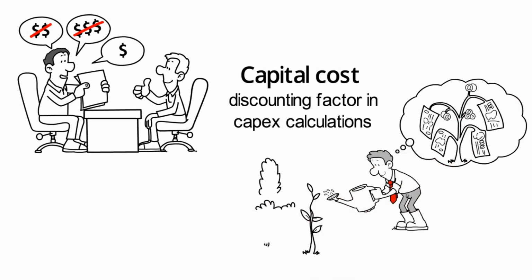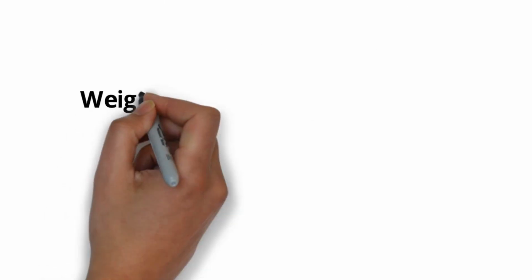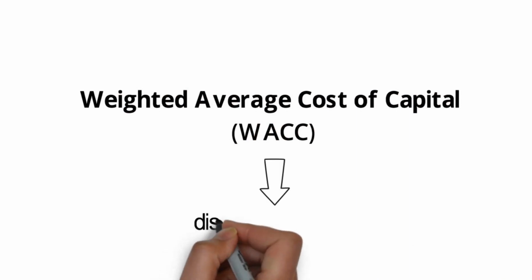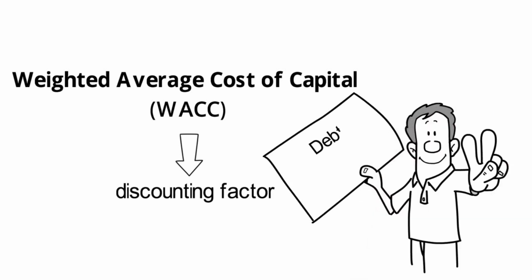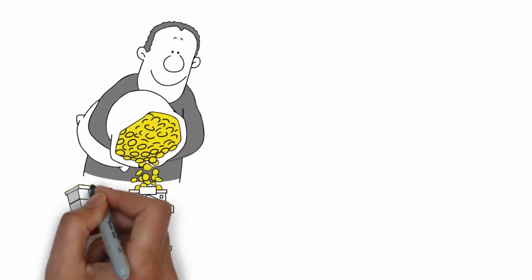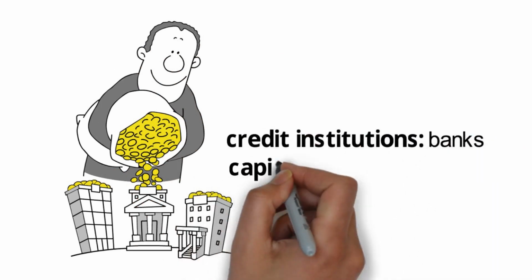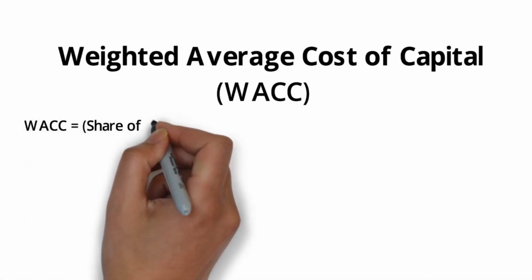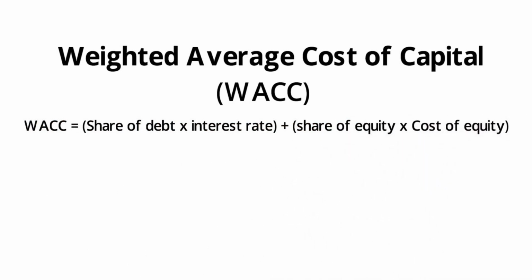Discounting deals with the fact that $1 is worth less tomorrow than it is worth today. The weighted average cost of capital, the WACC, a term we will come back to, is commonly used as a discounting factor. It considers the capital cost from debt as well as the owner's equity. Companies are funded by two sources. One is credit institutions such as banks, and the other is capital from its owners. WACC equals the share of debt times interest rate plus share of equity times cost of equity.